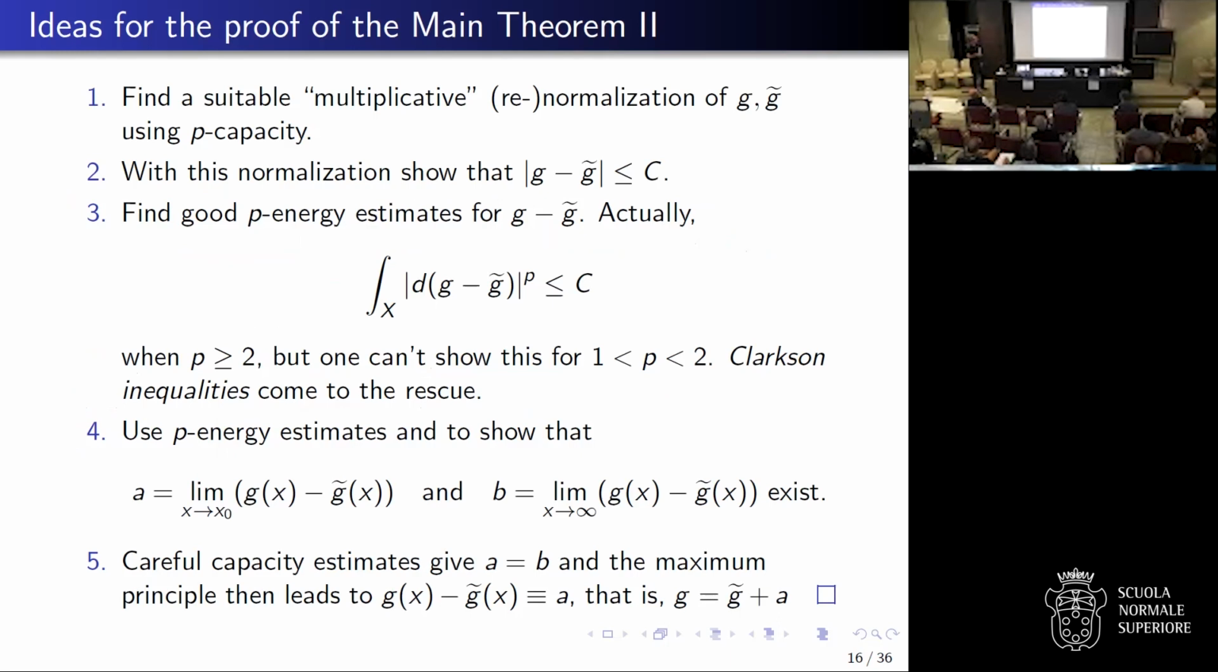And I will tell you that you can find the right multiplicative normalization by using P capacity. This is pretty much the same as what Bamler-Kleiner and Tyson did. I mean, they somehow used the same type of idea. Once you have the right normalization, then you can use these kind of capacity estimates actually to show that the difference of these two Green's functions is uniformly bounded from above.